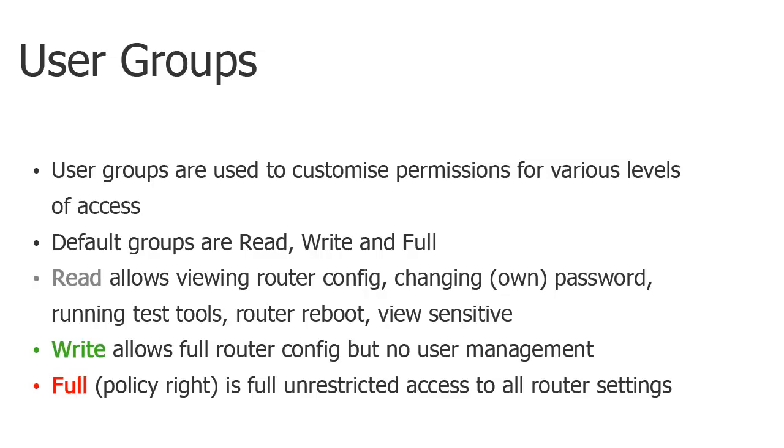User groups are used to customize permissions for various levels of user access. There are three built-in groups, that is read, write, and full. The read group allows you to view the router configuration. You can change your own password. You can run certain test tools such as ping and traceroute and bandwidth test. You're also able to reboot the router and view certain sensitive content such as PPP secrets or hotspot passwords.